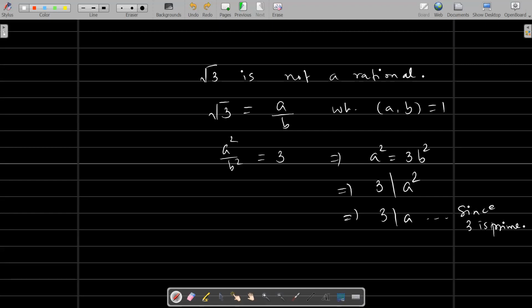Yes, sir. So 3 can divide a. So we substitute a is equal to 3k. So let a equal 3k.